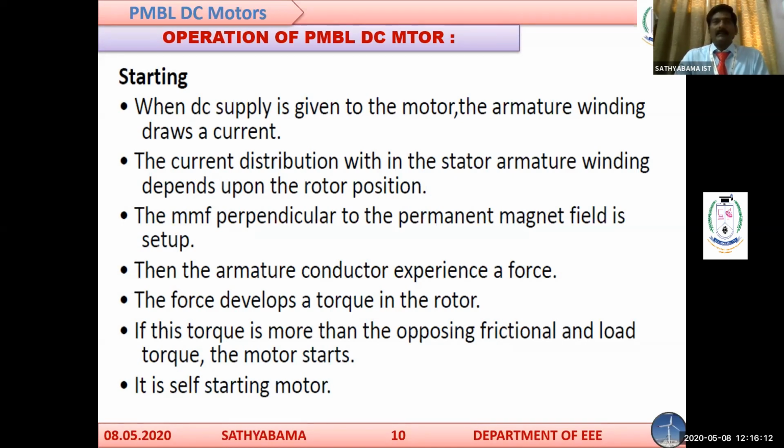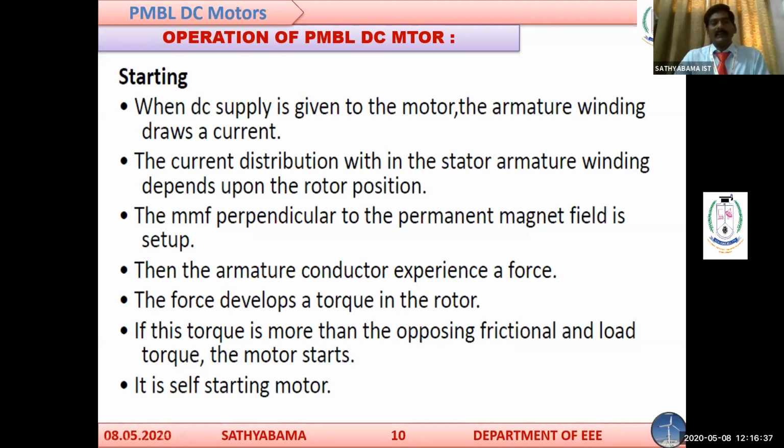We know well, a current of I ampere is applied to a conductor in a magnetic field of uniform flux density B Weber per meter square. Then the length of the conductor is L meters. Then we know well the force is given by F equals BIL. The same principle applies here: the armature conductor experiences a force.